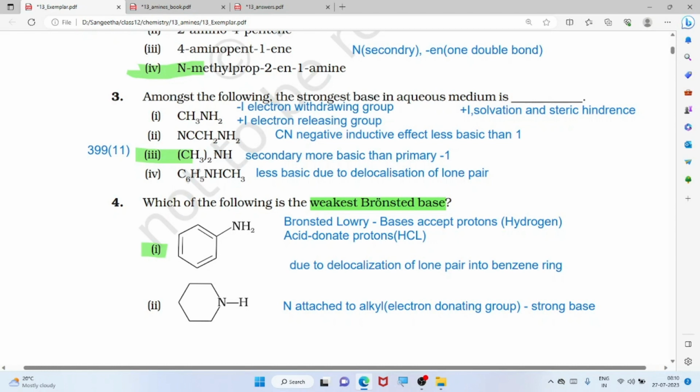So here you have benzene, aromatic. Due to the delocalization of the lone pair, this is less basic. They are asking what is the strongest base. Here we have this CN, that is the electron withdrawing group. So this can be a stronger base. So among these two, this is based on that book.